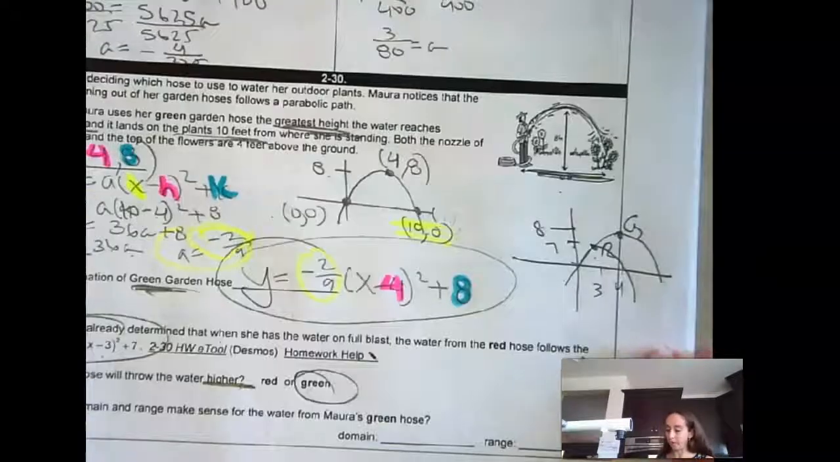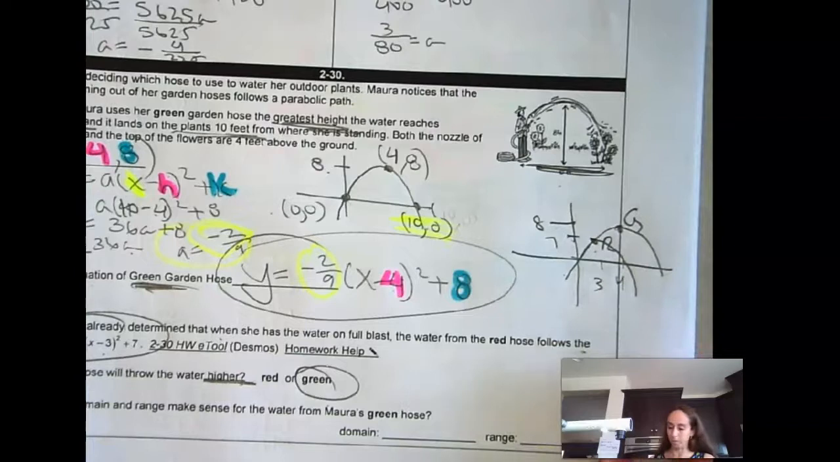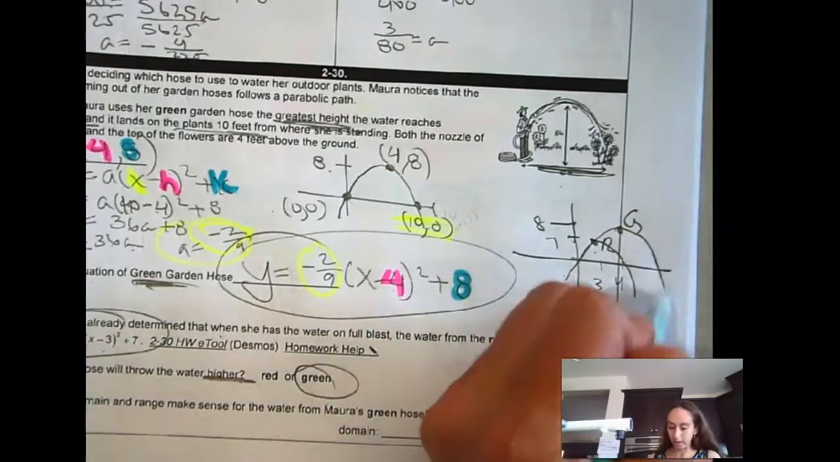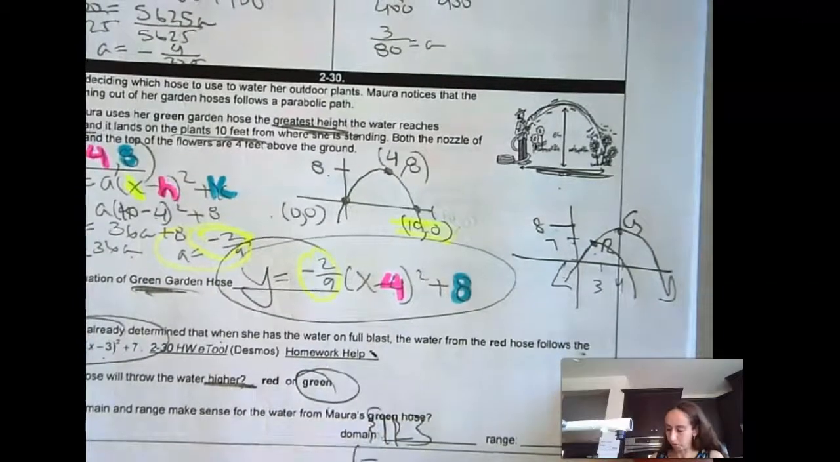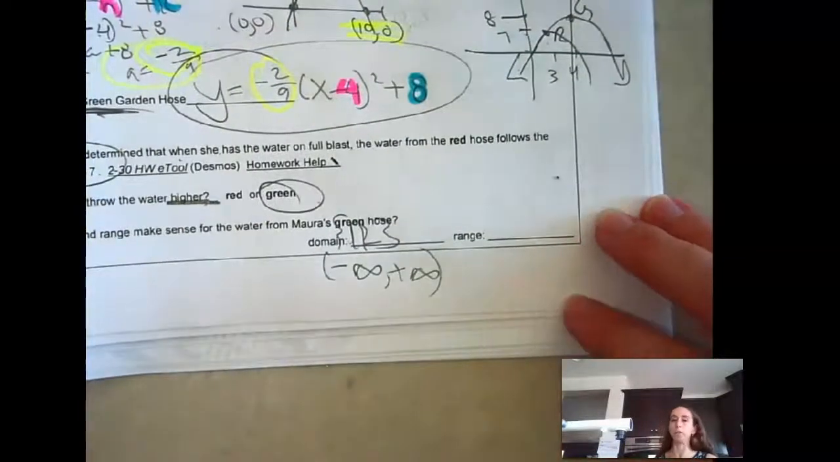And then what would be the domain and range? Okay, well, let's look at both of them. The domain is everything to the left, or right, and everything to the left. All real numbers, set notation. Some of you are not including the set notation and the parentheses and the brackets. You need to include that, okay?